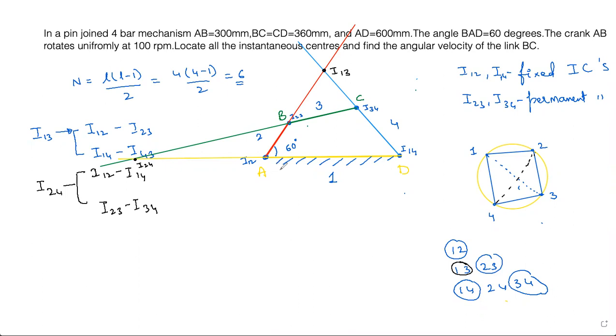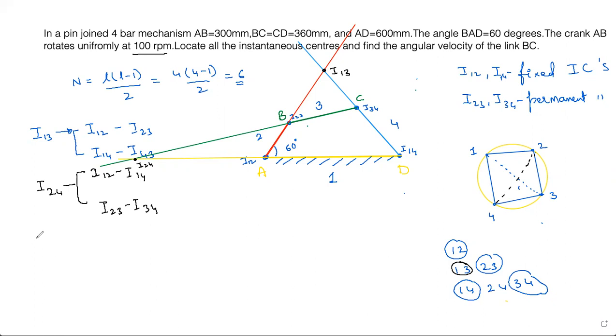So now what is the use of this instantaneous center? The use and the goal of instantaneous center is, for instance, you know one of the angular velocities, you can find out the rest of the angular velocities, right? Already given here, 100 RPM of crank AB. So crank AB is rotating with 100 RPM, right? So I'm going to write here.